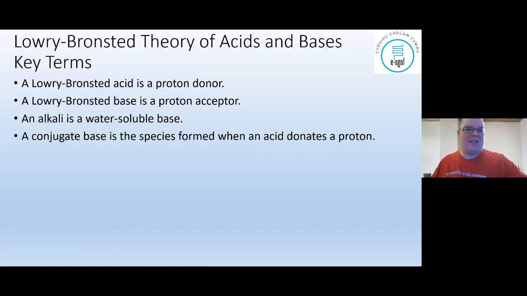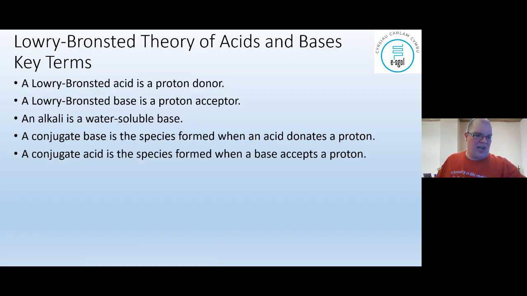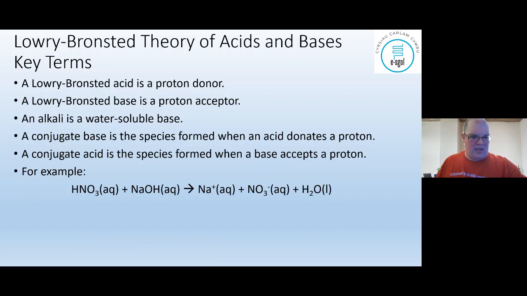A conjugate base is the species formed when an acid donates a proton, so it's essentially what's left once the proton has been removed from the acid. A conjugate acid is the species formed when a base accepts a proton. If we have a look at an example here, we've got nitric acid reacting with sodium hydroxide, forming sodium ions, nitrate ions, and water molecules.